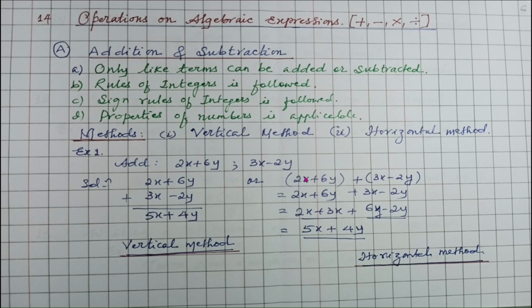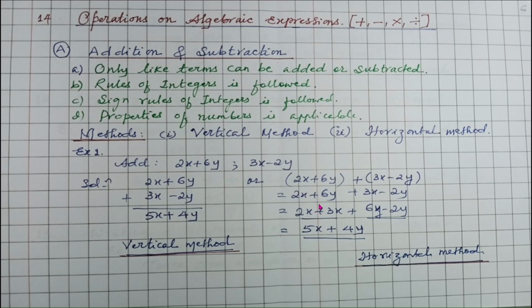In the horizontal method, just write 2x plus 6y in a bracket with the addition sign, and 3x minus 2y in another bracket. Now open the bracket. Please be careful. 2x plus 6y as it is, plus into plus is plus 3x, plus into minus is minus 2y. So always when we open the bracket, we have to multiply the signs first and then open the bracket.